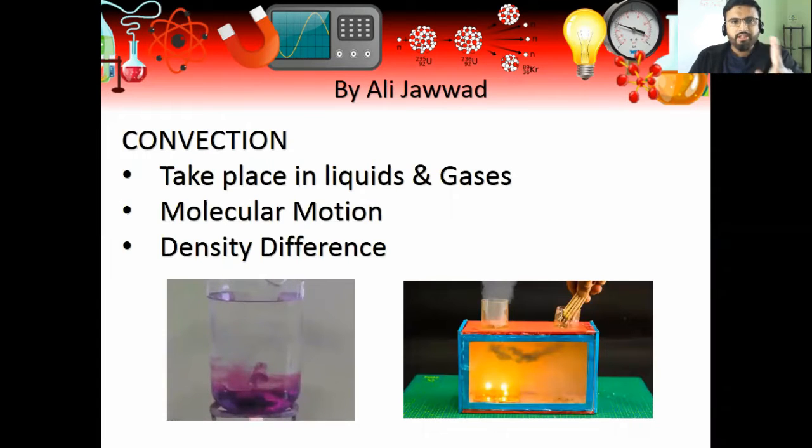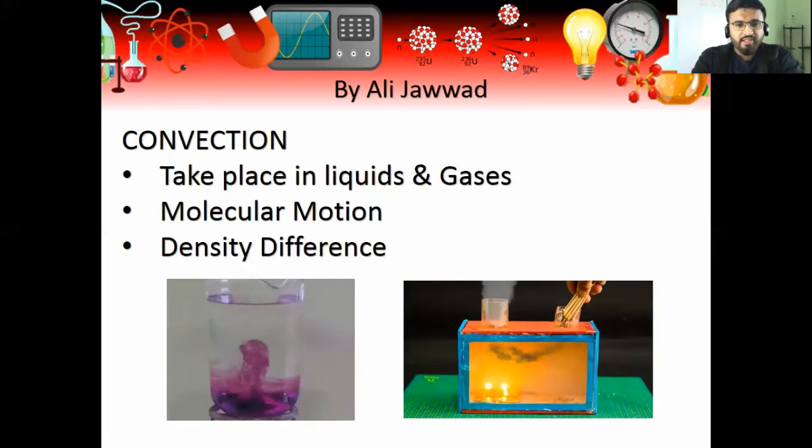Convection takes place in liquids and gases, and molecular motion is associated with it. In this type of heat transfer, the molecular motion is not like the vibrations of molecules as we have studied before. In convection, the molecule is not fixed at a particular position. The molecule moves here and there along with its energy to transfer the energy from one part of the container to another. Along with convection, there is a density difference which is created because of the heat. We will learn how the density difference creates the convection current.